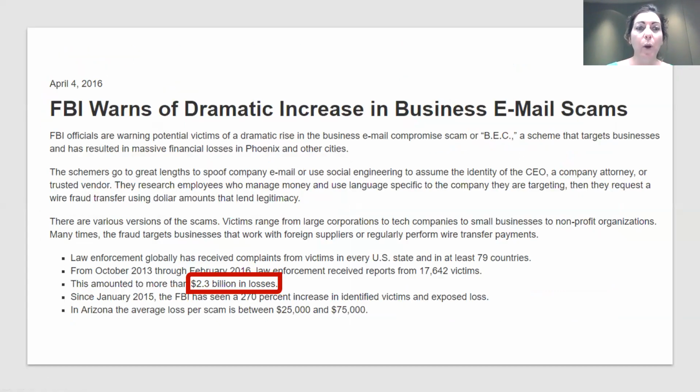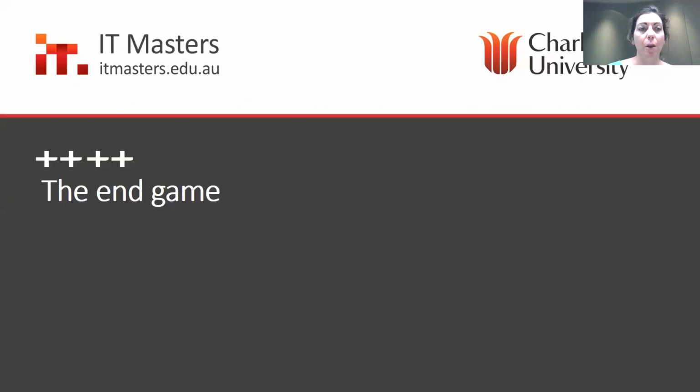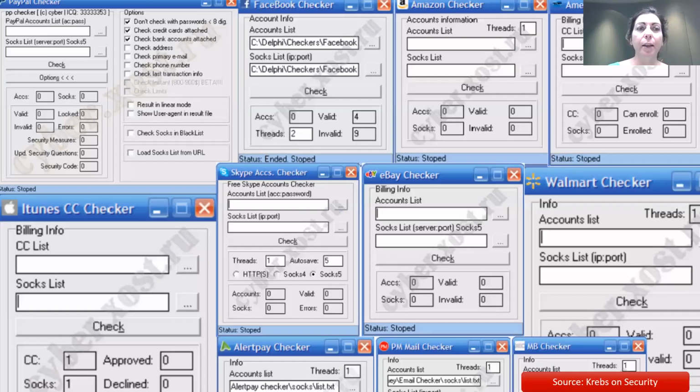So this was a good one where the FBI, so this was another focus on the business email compromise scams. And they were just saying that essentially they've tracked $2.3 billion in losses in the US, and that's just FBI from federal cases. Okay, so the end game that we play.